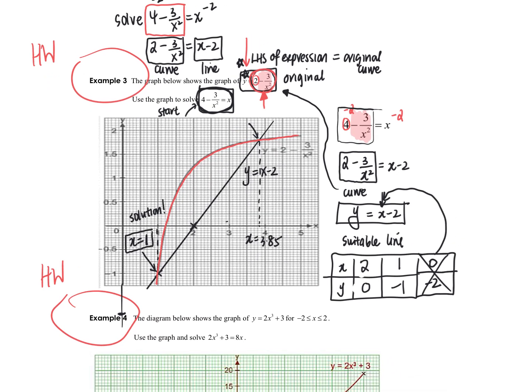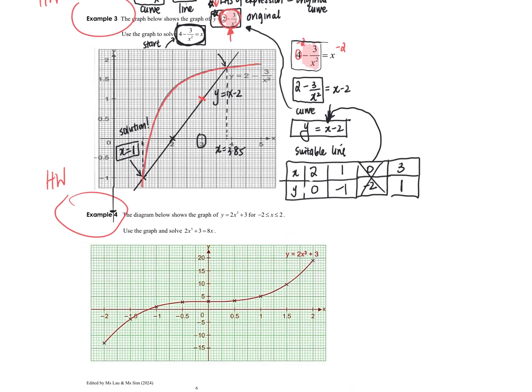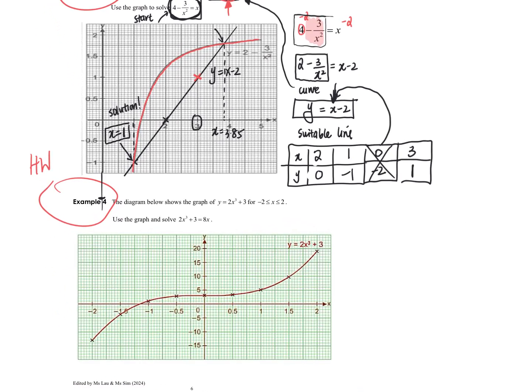Okay, I can choose 3. Any number that is from 0 to 5. So if I choose 3, I put the 3 here, I get 1. I also can plot this point out. So 3, 1 is here. Can you see? It's still on the line. Just pick any 2 x values and plot it out. Okay, next one.